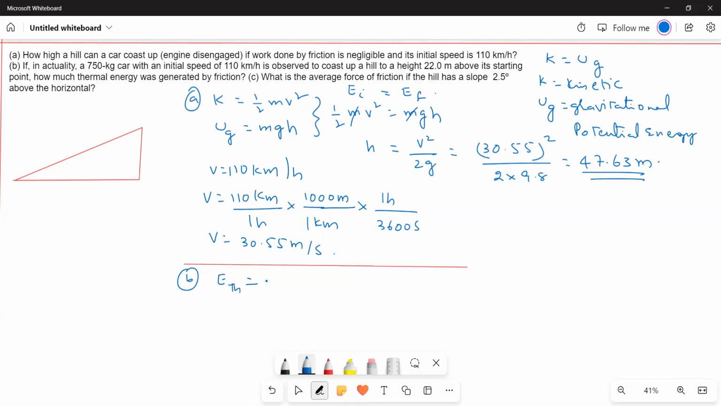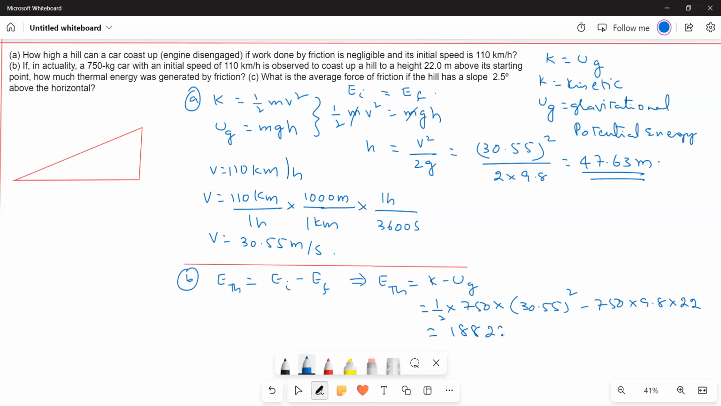E thermal is equal to K minus UG. Otherwise I write like this, E initial minus E final. This implies E thermal is equal to K minus UG. So K is equal to half mv square and UG is equal to mgh. So half into mass, 750 kilograms, 750 into 30.55 square, minus 750 into 9.8 into 22. He gave 22 now, height. So this gives the value of 188,288.4375 joules. That means E thermal is equal to 1.88 into 10 to the power of 5 joules in scientific notation.